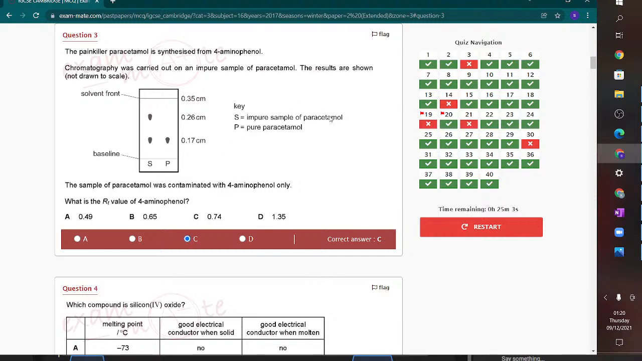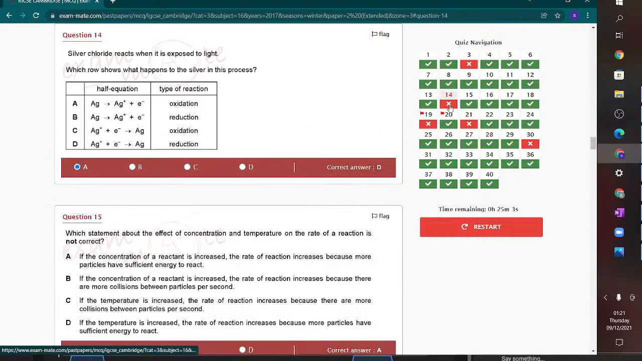S was an impure sample of paracetamol. P is pure. Okay, so aminophenol is the impurity. Therefore, we needed to find the RF value of the impurity, and so we had to divide 0.26 by 0.35. So basically, aminophenol was the impurity, and we had to find the RF value of this substance, and these two were the pure paracetamol.